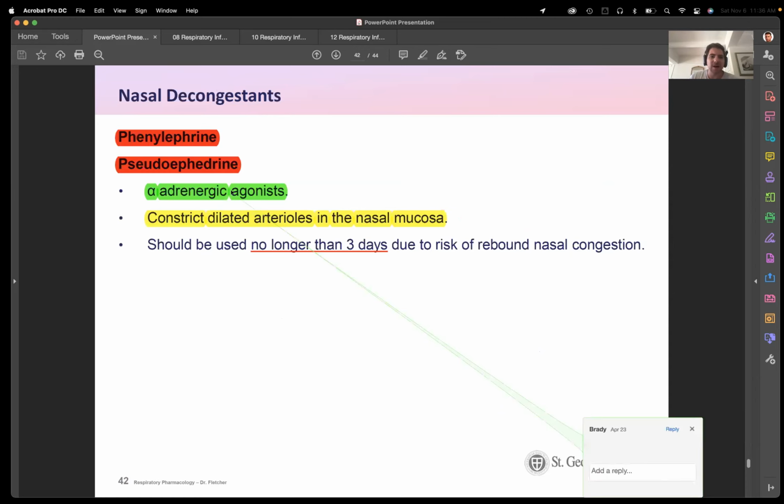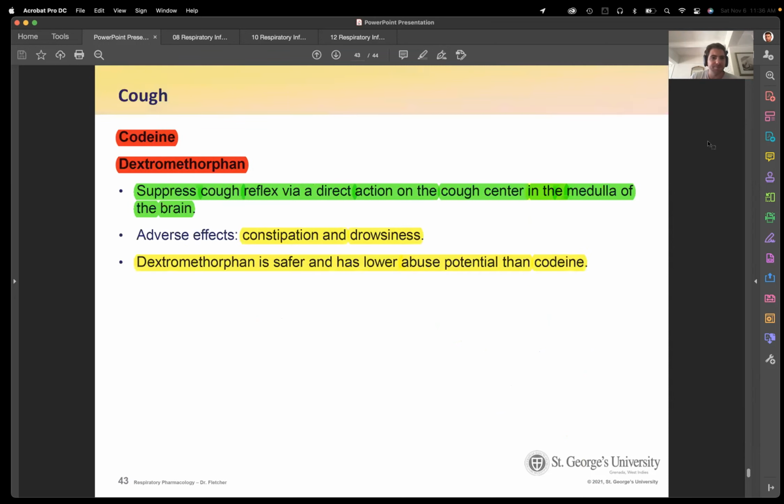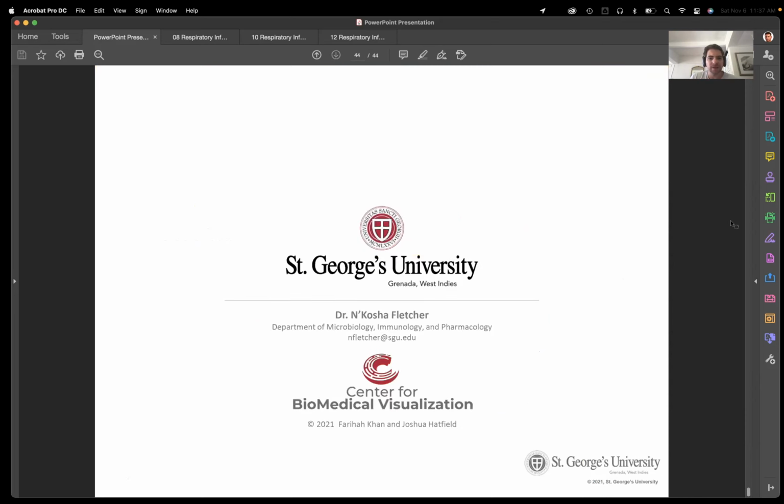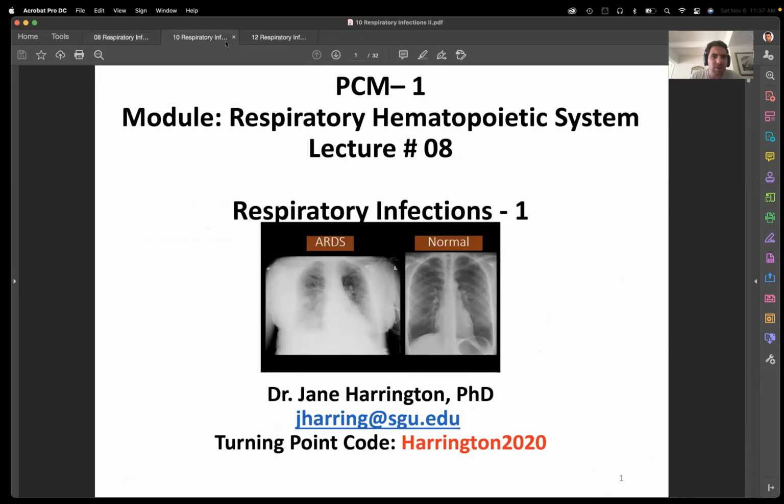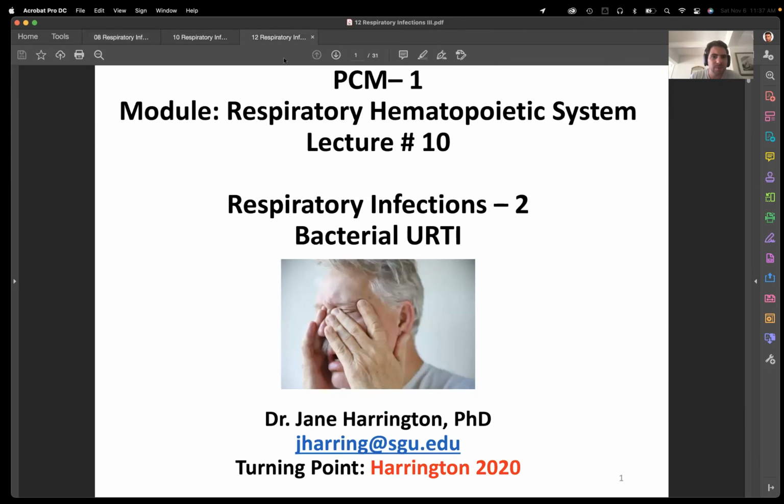And then decongestants, either alpha adrenergic agonists, right? So they're going to cause vasoconstriction, so that'll help dry up your nose. Cough, codeine and dextromethorphan as well, right? Codeine will help with the pain, and dextromethorphan as well with the cough, that cough reflex. Correct. I think all I have left are the respiratory infections.